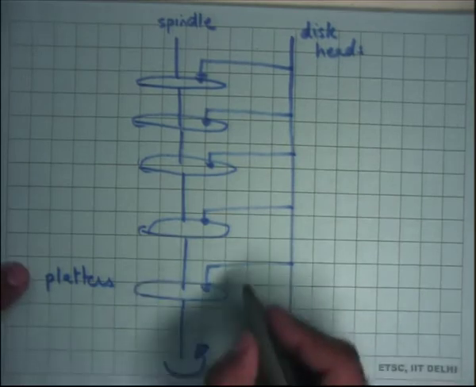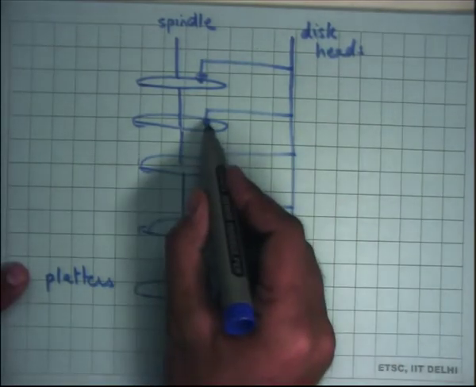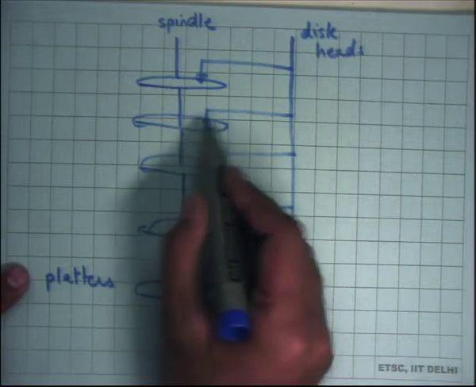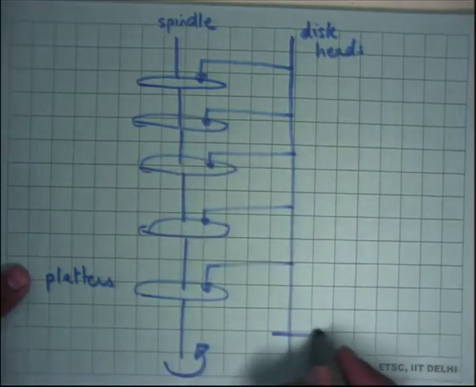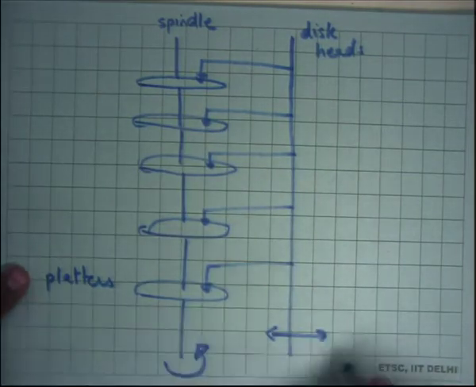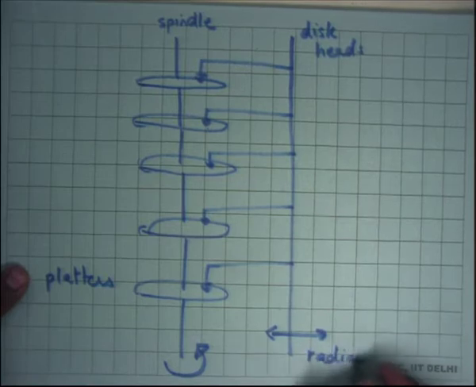The disk rotates, and to allow the disk head to go anywhere, the disk head has the capability to move radially.